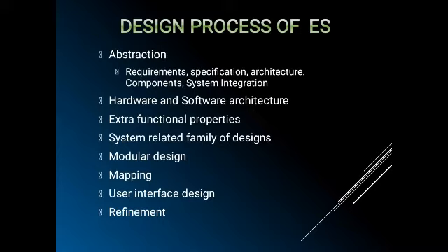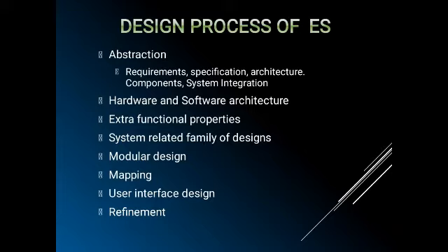The first step is abstraction. Abstraction is to identify the requirements, give the specification, and identify the architecture and the components needed for designing, then finally the entire system integration. The next step is hardware and software architecture. We have to design the hardware and software needed for the entire embedded system. Then extra functional properties, additional functional properties needed for designing, are added. Next we have the system related family of design. We have to identify what related systems are available with the same properties or the same solution.